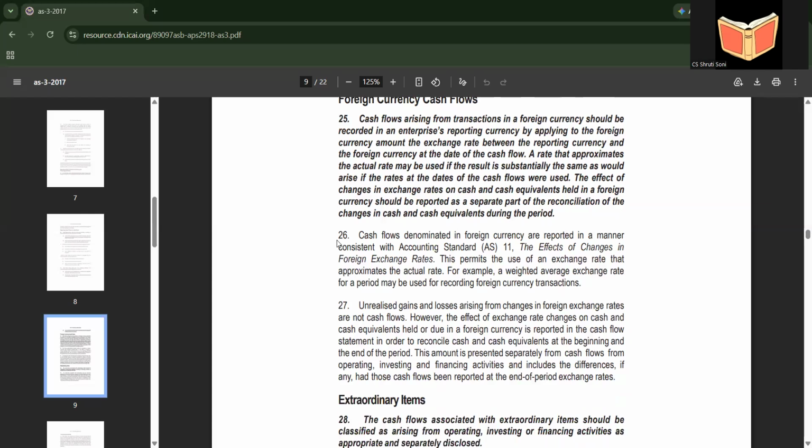Now we'll take a look at these non-cash items and other things. But before we do that, just go through these three paragraphs, 25, 26, and 27. I'll wait for you, and then I'll proceed further.